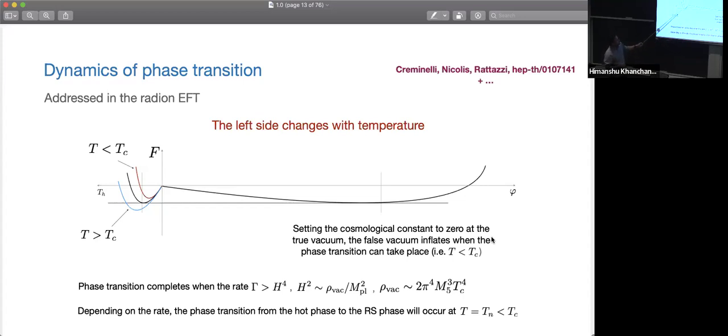So you have to calculate the phase transition rate, and you have to compare it to Hubble. The Hubble rate is dominated by the vacuum energy density, and so there are estimates that you can write down. Depending on the rate, the phase transition will happen at some temperature called Tn, the nucleation temperature, which will be smaller than the critical temperature. If the nucleation temperature is much smaller, that's the period of supercooling. If it happened right at Tc, you would say it's a quick phase transition. If it happens much later, there's a period of supercooling.